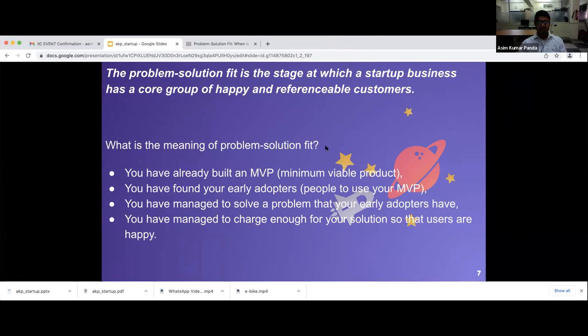Now, what do we need to do for having a successful startup? We need to follow some basic rules. First of all, we need to analyze the problem. Next, we need to find the solution. Next, the design part. Next, product development and prototype. And after that, we get some feedback from the customers. After that, we can develop our product from the feedback or inputs we get from the customer. So this is the overall scenario.